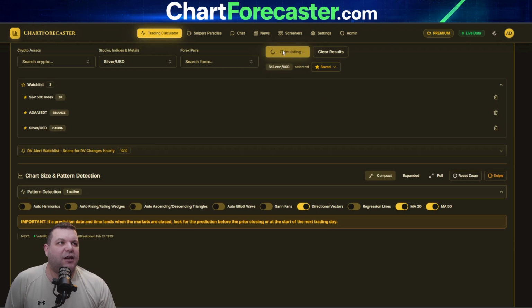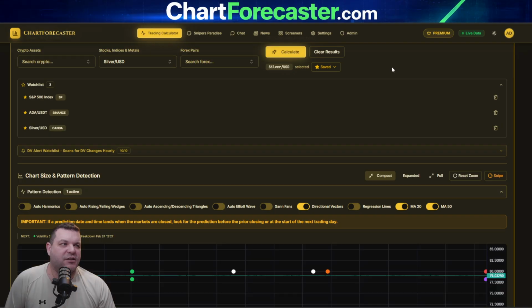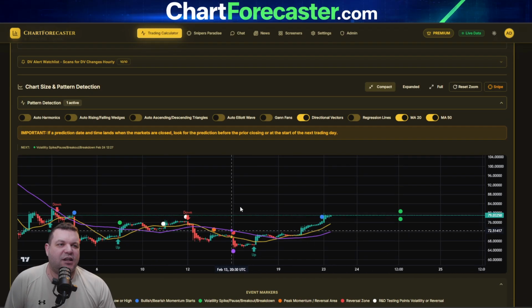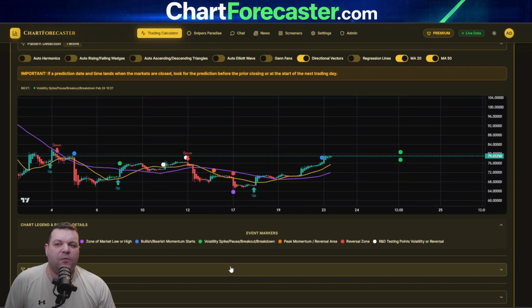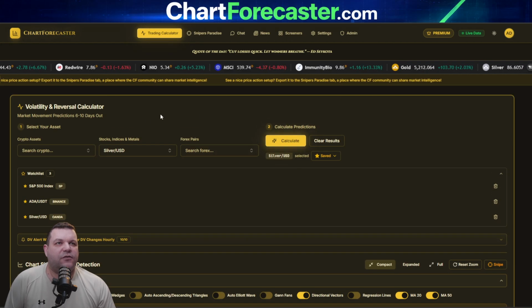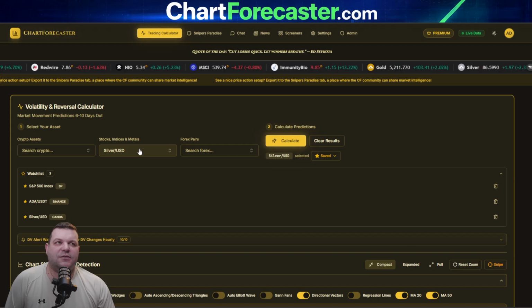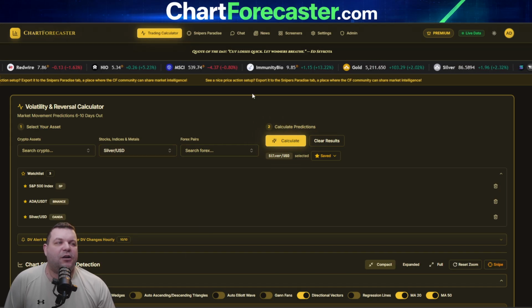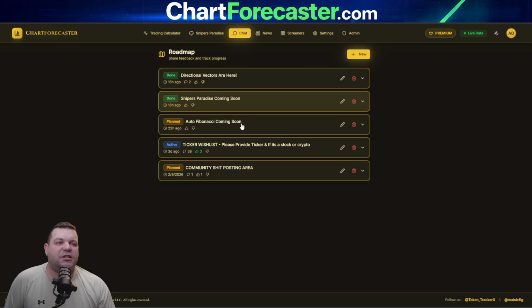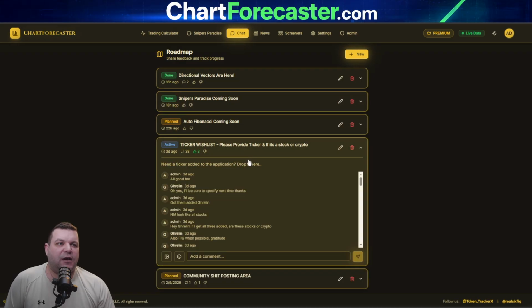So that's really kind of how ChartForecaster works in a nutshell. It's just a very general overview. And we do have new crypto assets, new stock assets. People are always free to come to the chat room and basically ask for tickers. And I'll add them usually within a day.